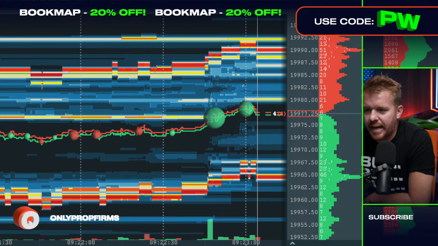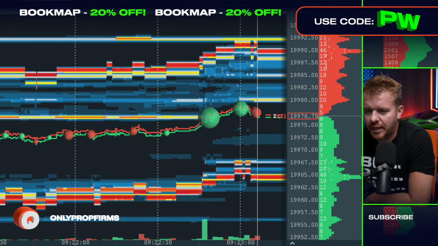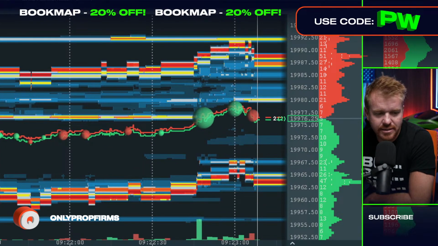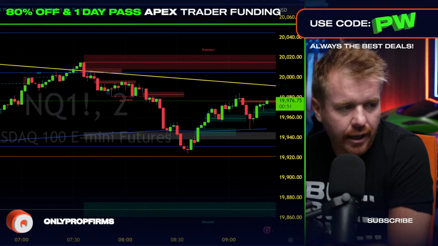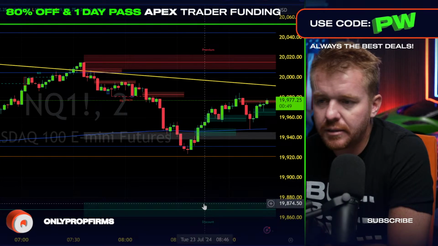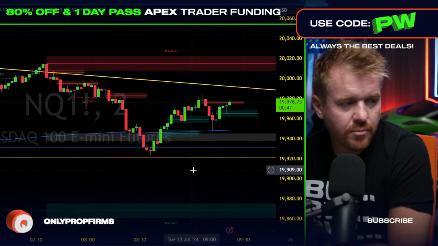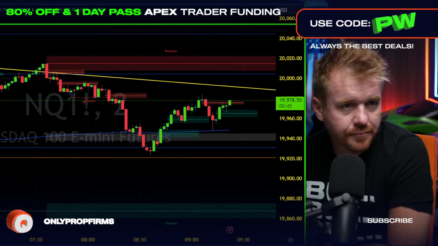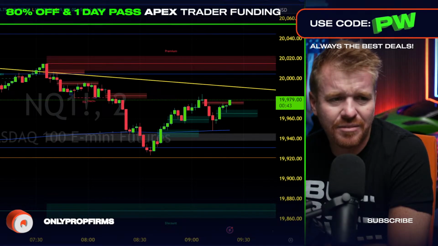Nasdaq back up there to the 980s. Nice little pullback into the VWAP, testing the VWAP there once again and pushing up to that 80 resistance one more time.